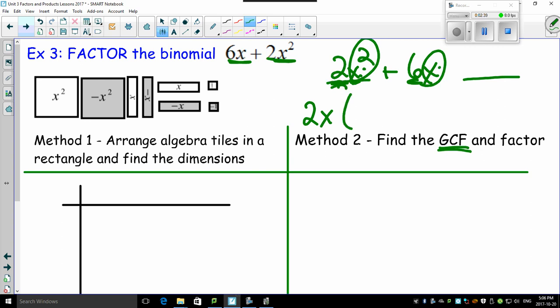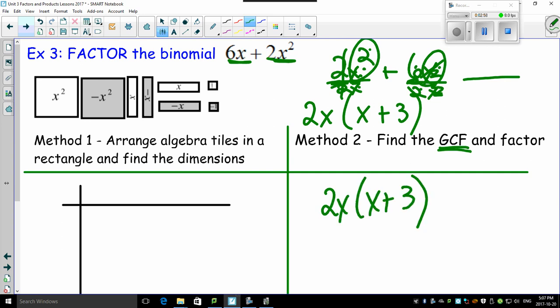Leaving you with, divide this by 2x. The 2's cancel. x squared divided by x is x. Divide this by 2x. 6 divided by 2 is 3. The x's cancel. There you go. That's what it's going to look like. Okay, so there's your GCF, greatest common factor, method of doing it. Quick and efficient. Now, let's look at this guy.